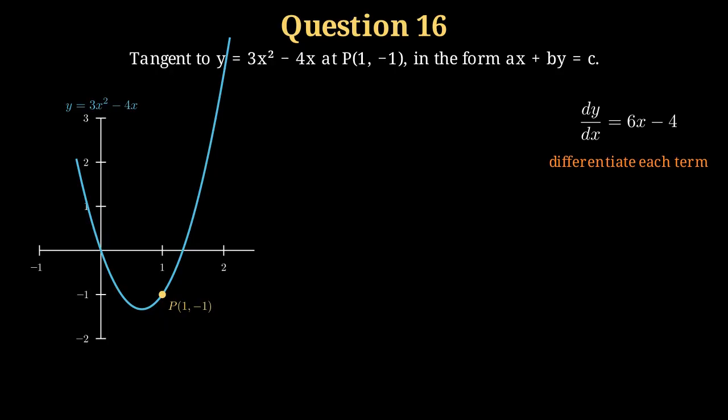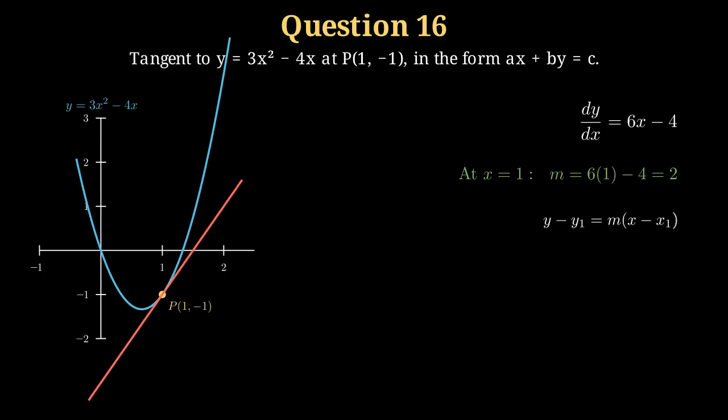Differentiating. The derivative of 3x squared is 6x, and the derivative of minus 4x is minus 4. So dy by dx is 6x minus 4. At P, x is 1. So the gradient m is 6 times 1 minus 4, which is 2. That's the slope of the tangent line, touching the curve at P.